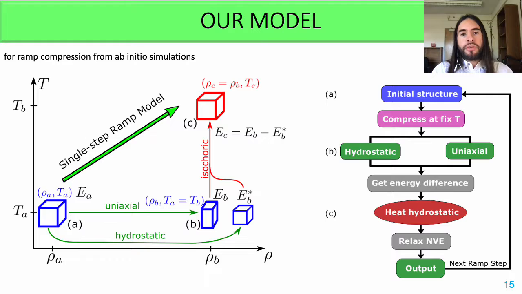So this is a summary of our model. We start with an initial state at a certain temperature and density. We compress both uniaxially and hydrostatically to a new density. We compute the energy difference between these two states, and we add that energy difference to the hydrostatically compressed state that will result in a temperature.